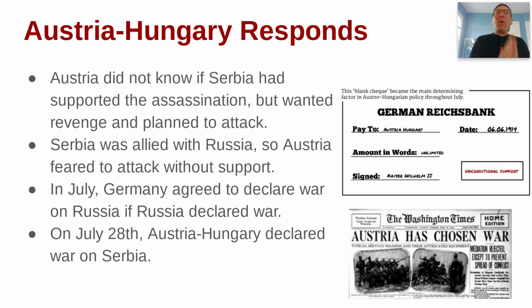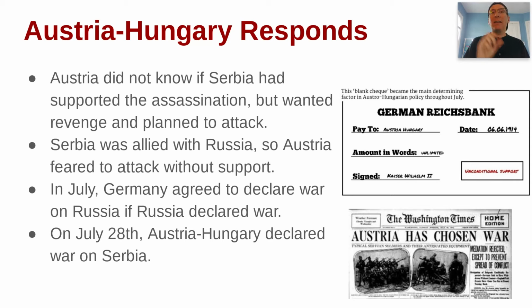Austria doesn't know whether or not Serbia, the Serbian government, had officially supported or helped this in any way, but they don't particularly care. This was done in Serbian interest. There was a message that Austria-Hungary needed to put out to stop any other Serbian actions against Austria-Hungary. So they were going to attack Serbia and get revenge, but there's a problem.